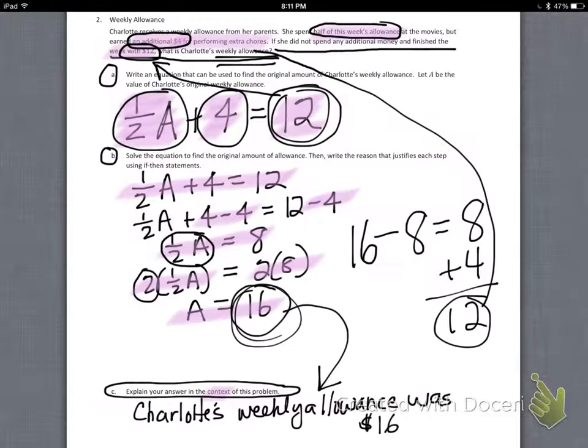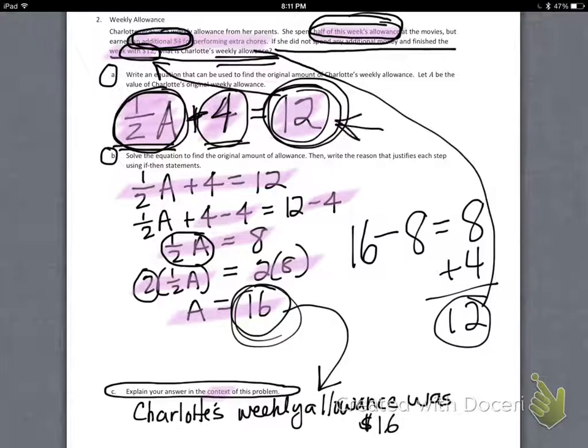Let's see this one here with Charlotte's allowance. We know she had spent half of the allowance, so she only has half of it left. There's an additional $4, so you add. Additional makes sense, right? Adding 4, and you know she ended the week with 12. So this half of her allowance plus that additional 4 she got equals the 12 that she ended up with.